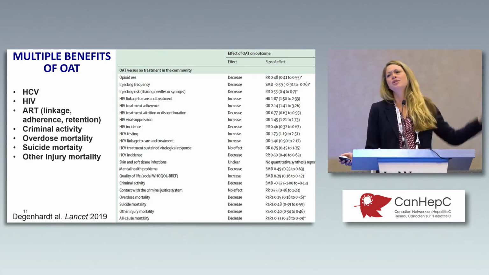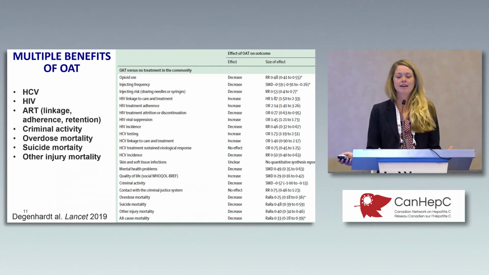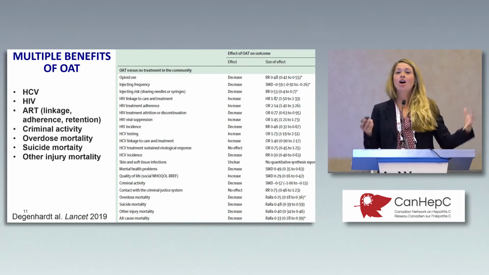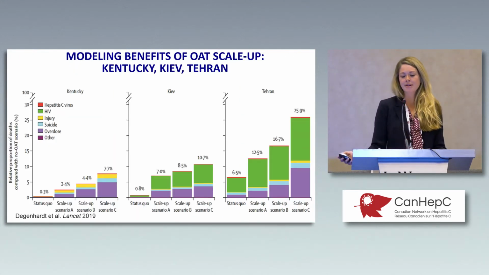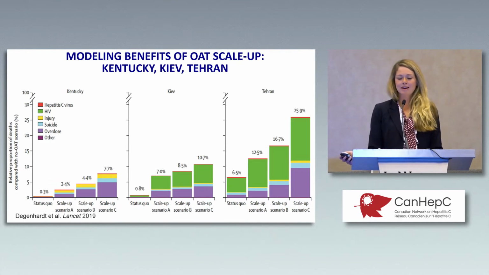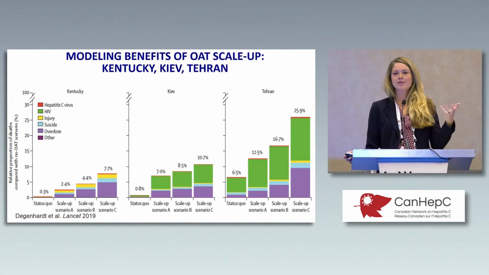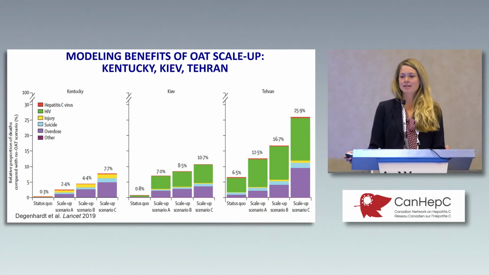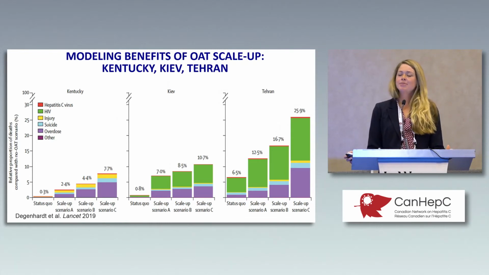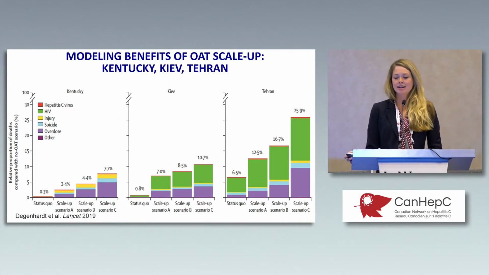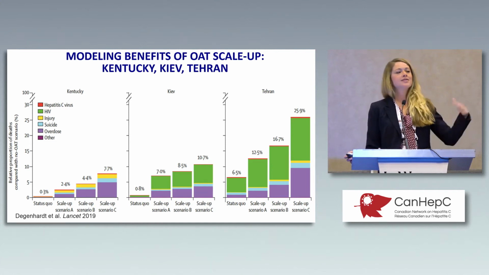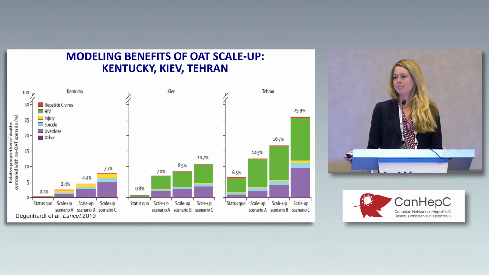So we have this huge list of benefits of opiate agonist therapy that we're now starting to pull into the models to try to get a sense of what are the broader benefits of these harm reduction strategies. And so this was work in that same paper led by Jack Stone at the University of Bristol, where he used some of those associations and fed them into a dynamic model of HIV and hepatitis C transmission, as well as mortality among people currently and formerly injecting drugs, and was able to show across 3 different settings, Kentucky, Kiev, and Tehran, the impact of scaling up opiate substitution therapy to 40% coverage.